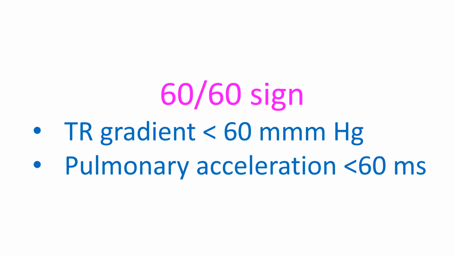It may be noted that TR gradient should be above 30 millimeters of mercury to indicate pulmonary hypertension due to pulmonary embolism. High TR gradients may indicate chronic thromboembolic pulmonary hypertension, especially in the presence of right ventricular free wall hypertrophy, suggesting long-standing pulmonary hypertension. False positive results have been noted in pulmonary fibrosis and acute respiratory distress following lung resection. 60/60 sign has been noted to have a sensitivity of 25% and specificity of 94% in one study.